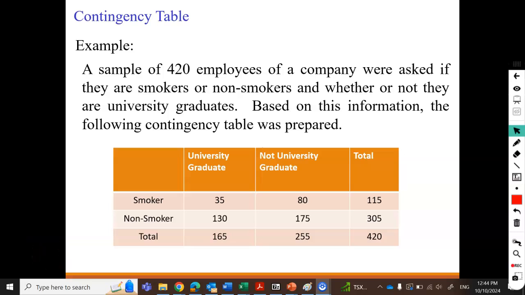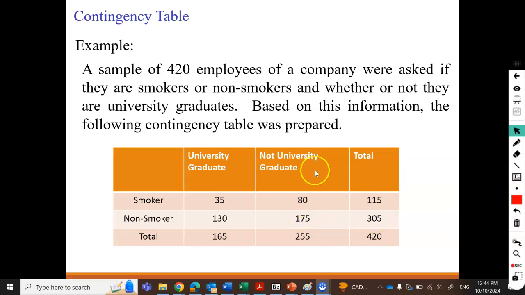So in this video, we will discuss the contingency table, and for that we are going to solve this problem. A sample of 420 employees of a company were asked if they are smokers or non-smokers and whether or not they are university graduates. Based on this information, the following contingency table was prepared.